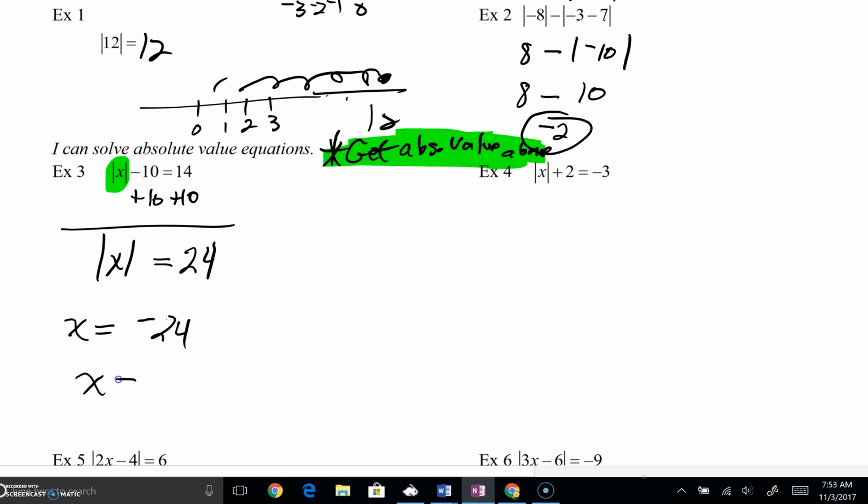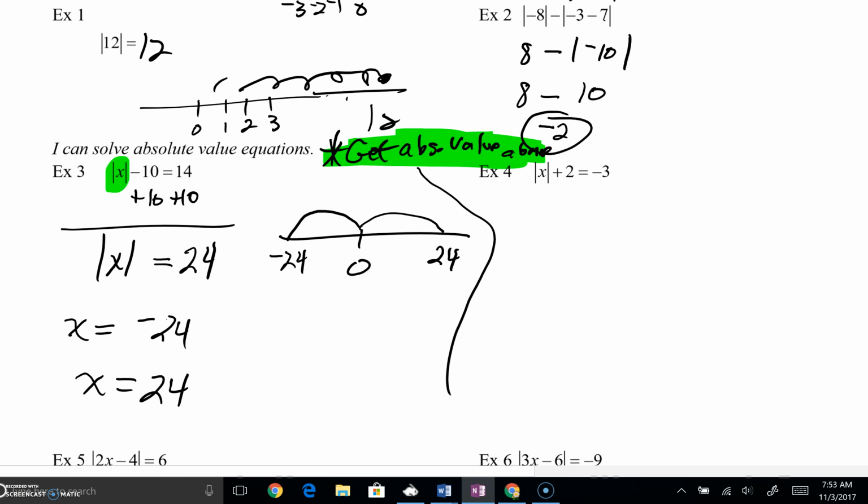-24 and +24. You've got to set both of them equal because, look, here's 0. You could be 24 steps away to the right, or you could be 24 steps away to the left. Two bars in general mean you're going to have 2 solutions. You'll have x equals the positive value that you see there, then x equals the negative.